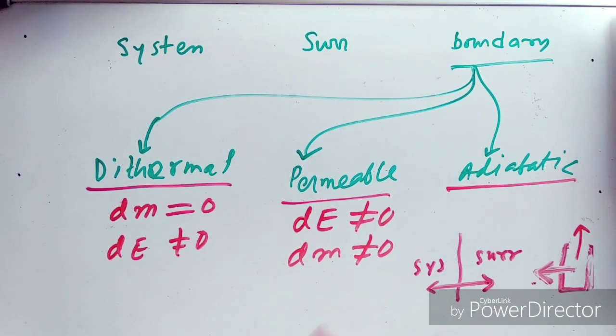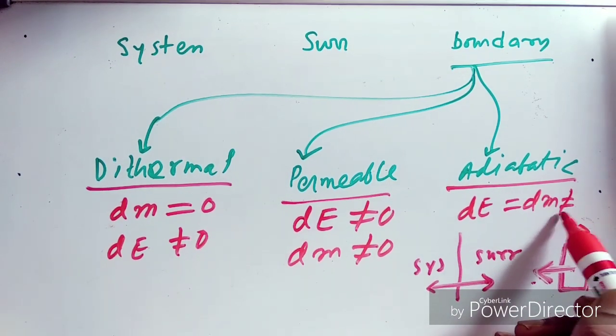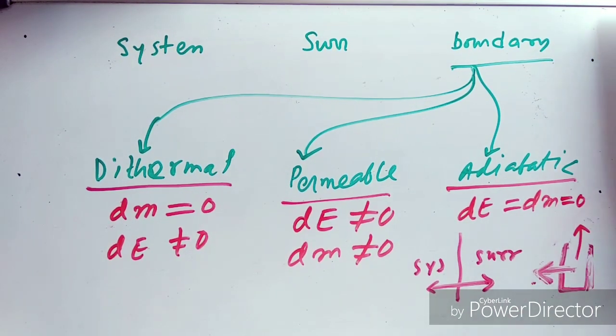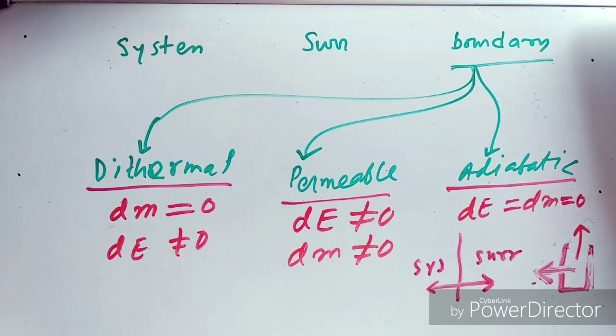In the case of an adiabatic boundary, what will happen? Neither energy nor matter can pass through the boundary from the system to the surrounding. So the energy change and matter change are 0. These are the three different kinds of boundary.